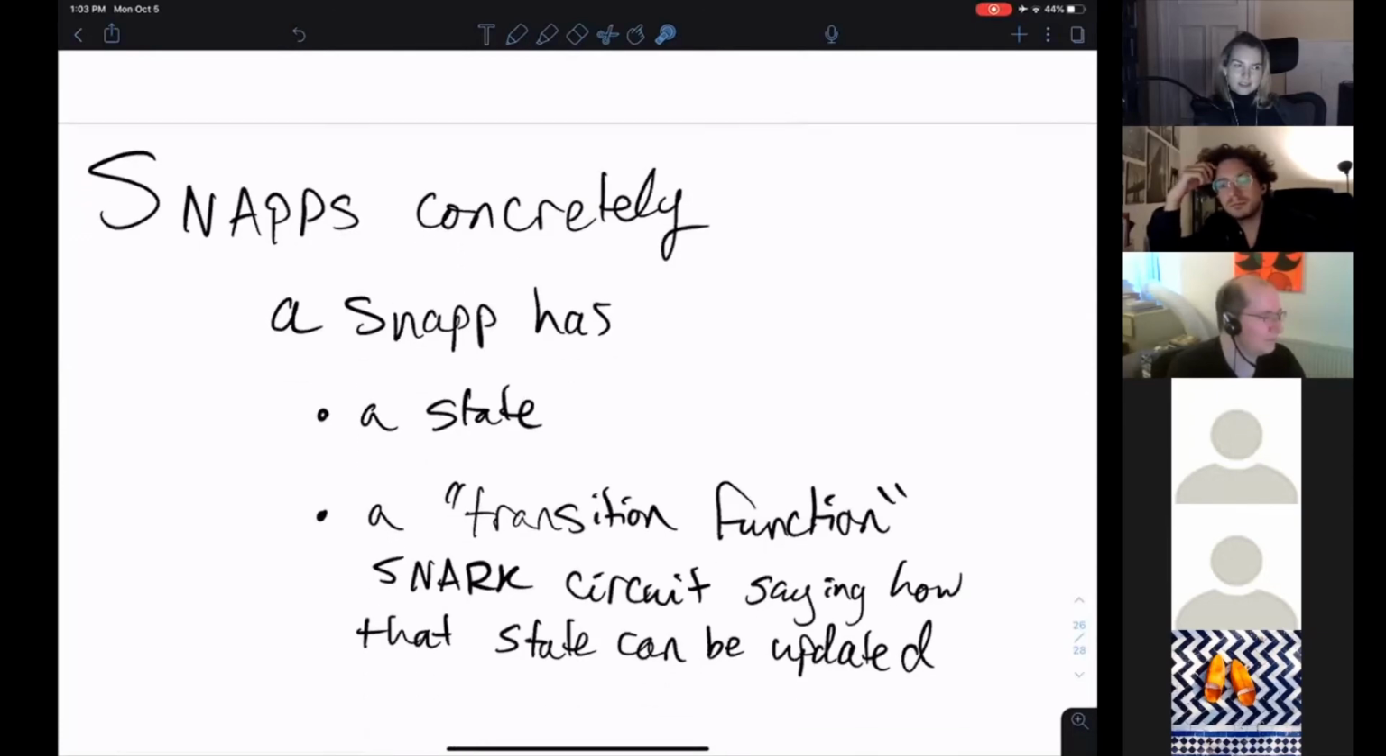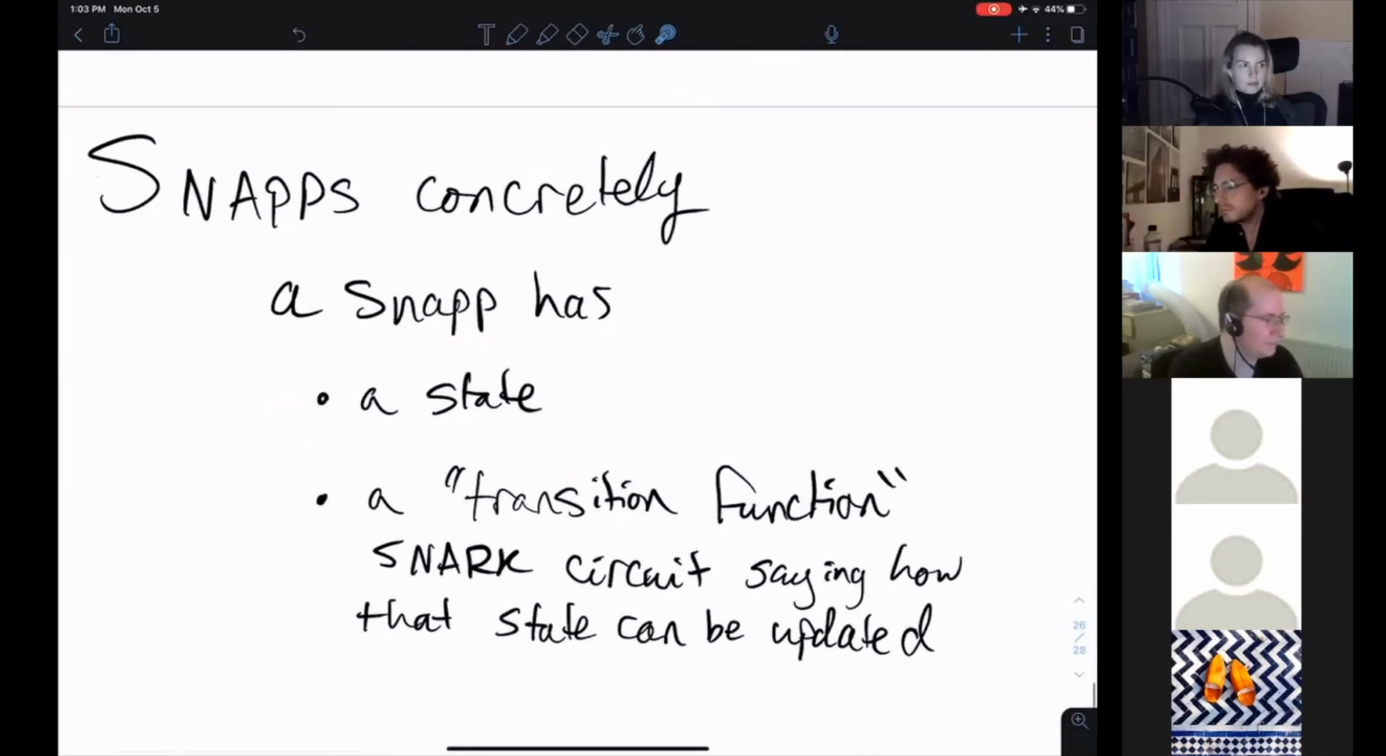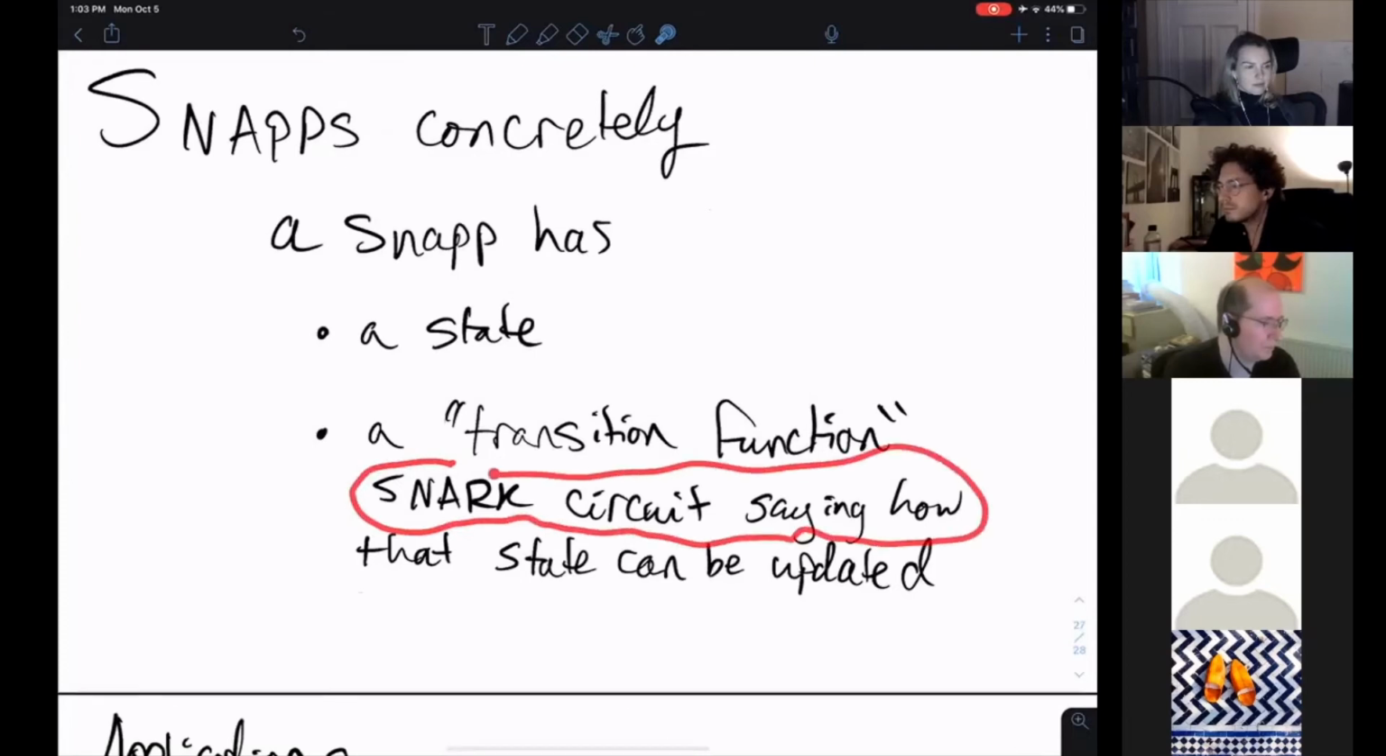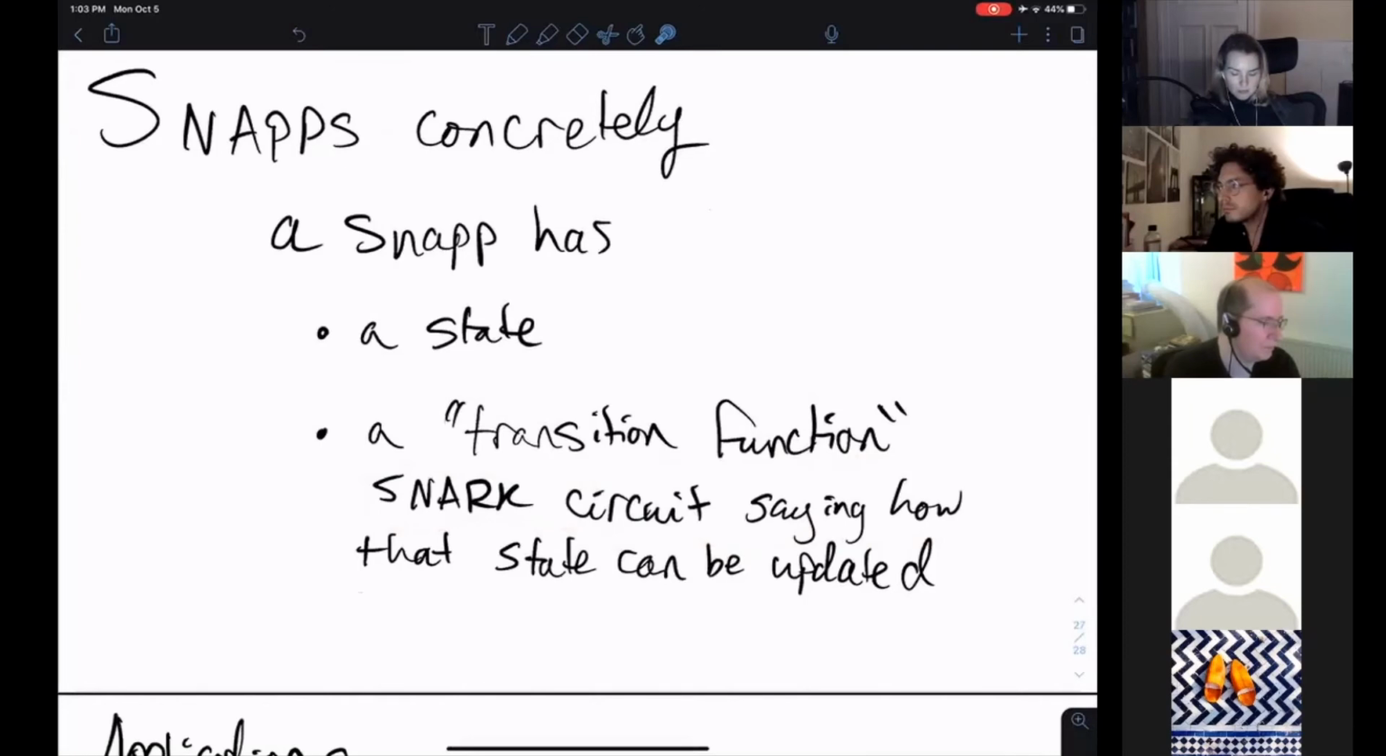And concretely, what does a Snapp in Mina have? It has a state. This is some small number of field elements, and some kind of transition function, or really transition relation, which comes from a SNARK circuit saying how that state is allowed to be updated, and then some other stuff which lets you deal with the asynchrony of this model that I didn't make any slides on, but I can talk about.